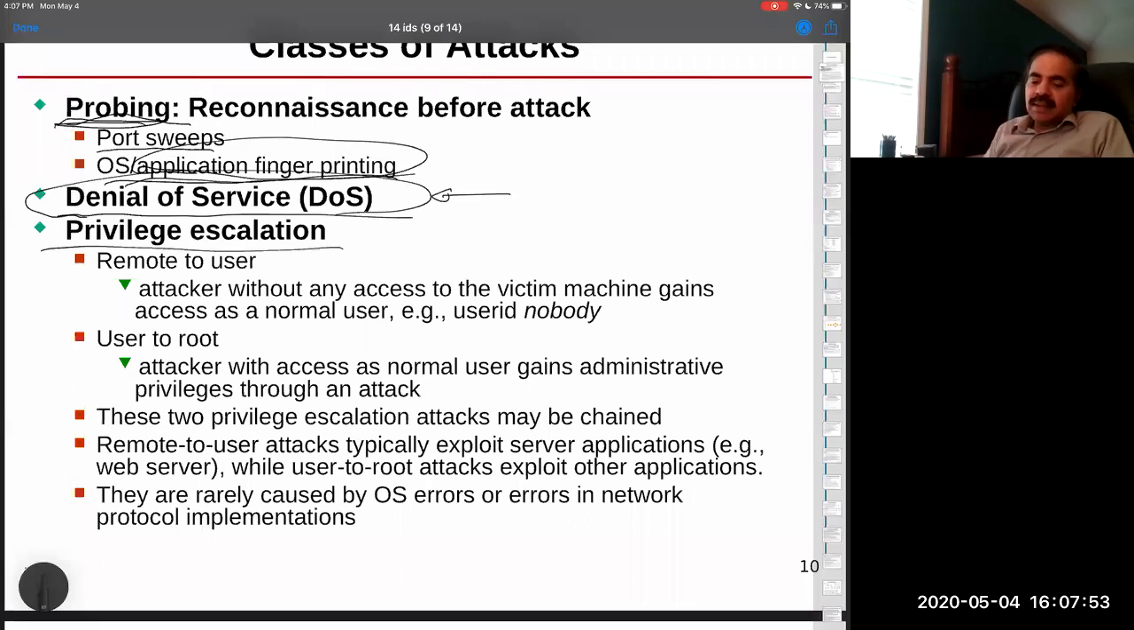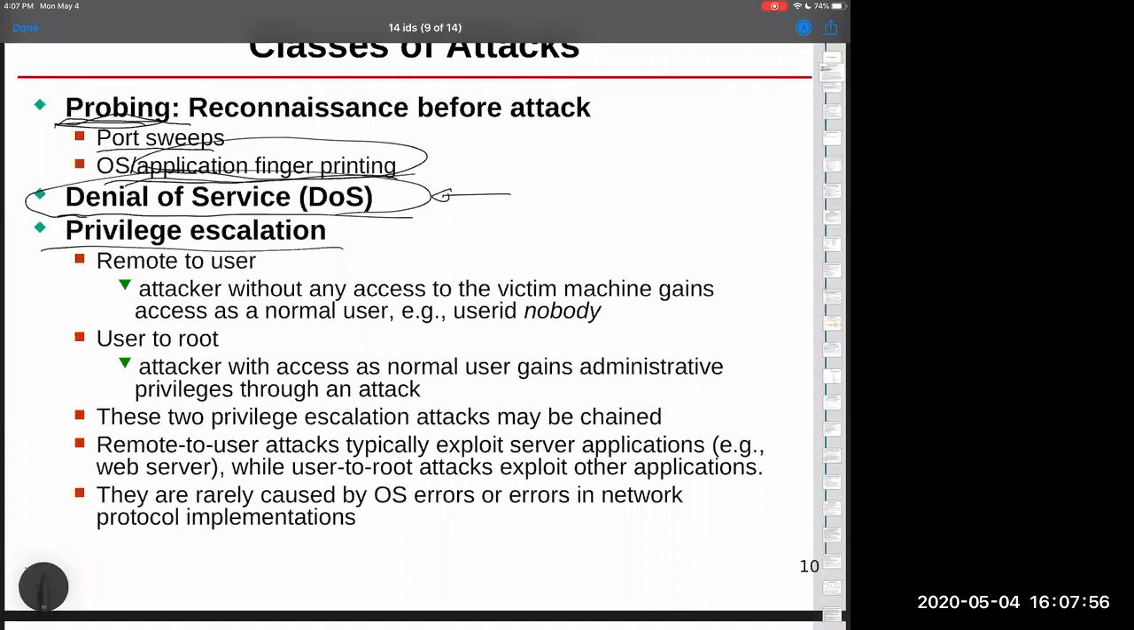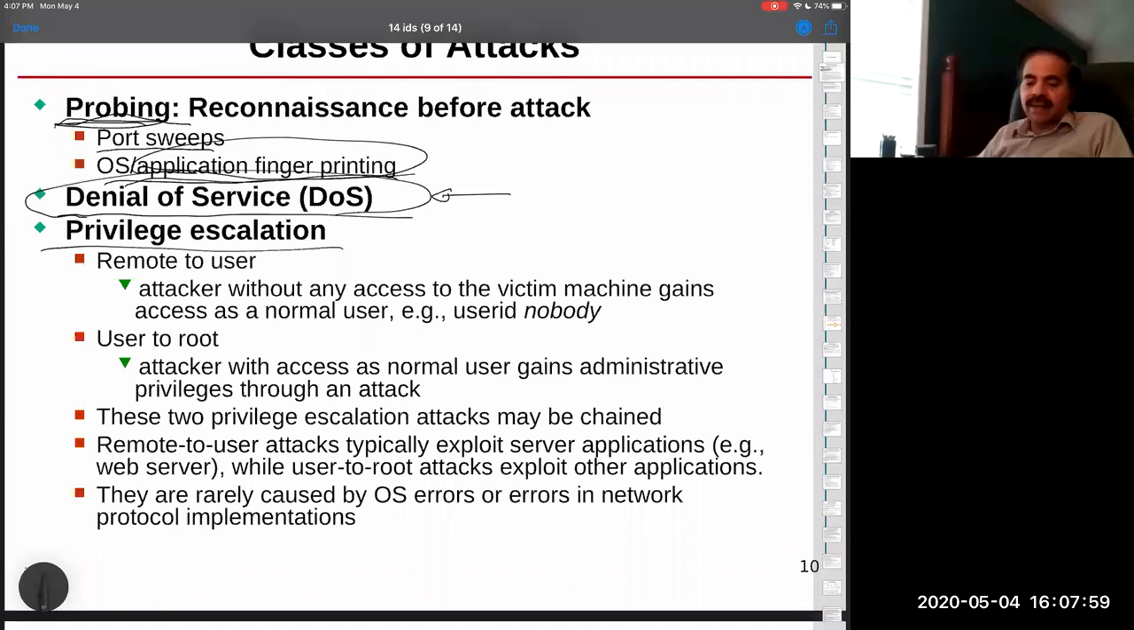And finally, the attacks that actually give significant access to the attacker all fall in the privilege escalation category, right? There are two categories of privilege escalation. One is called remote to user, meaning that the attacker starts out having no access to the victim machine, and then they are able, typically by making use of some system vulnerability, to gain access to that system as a local user, right? And user here means non-administrative user, so it does not have admin privilege.